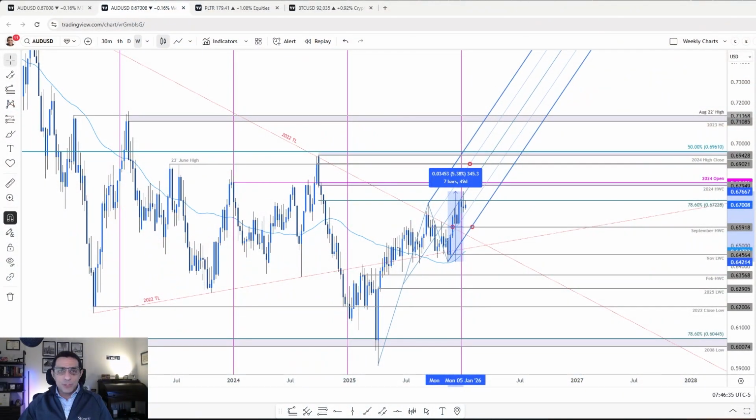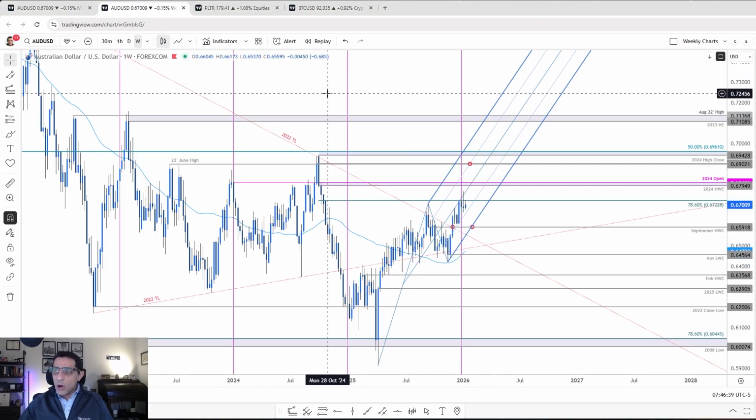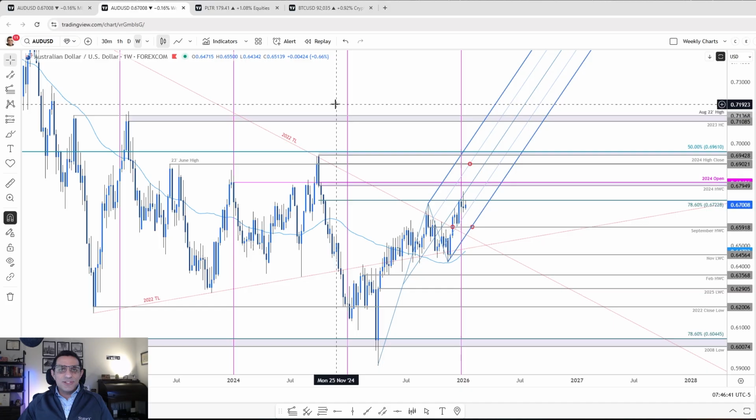A quick multi-time frame look at Aussie dollar. Here's what the weekly charts show. We broke through the 2022 trend line late last year. You have a rally of nearly 5.4% off of that November low, exhausting into uptrend resistance early in the month.